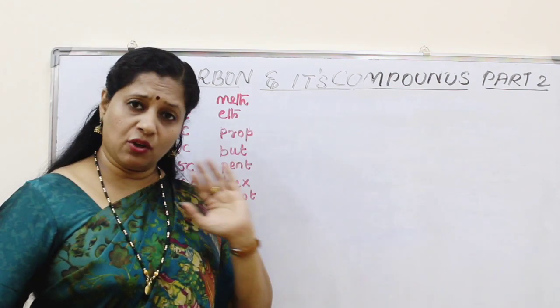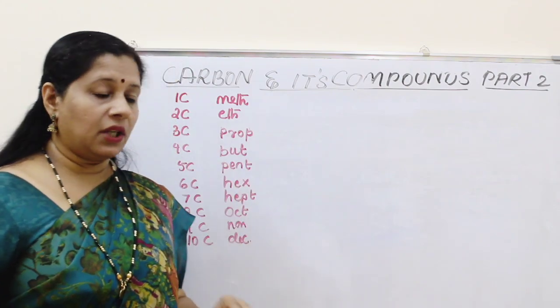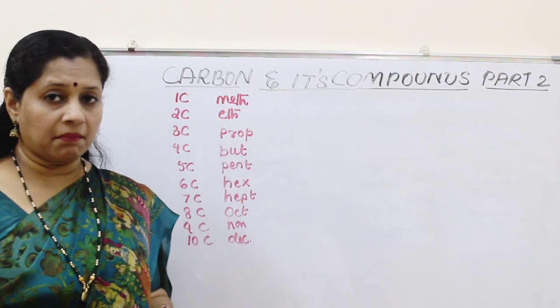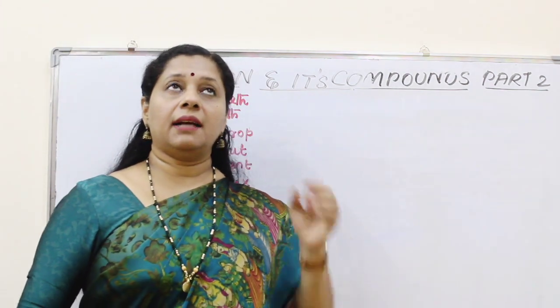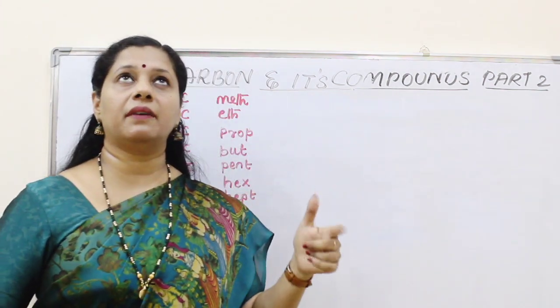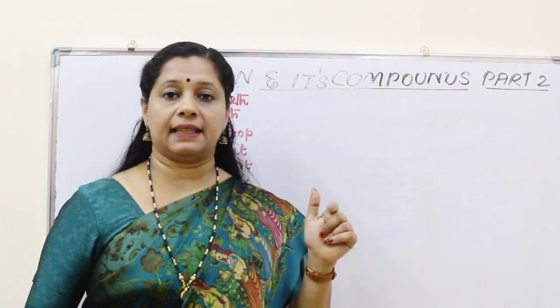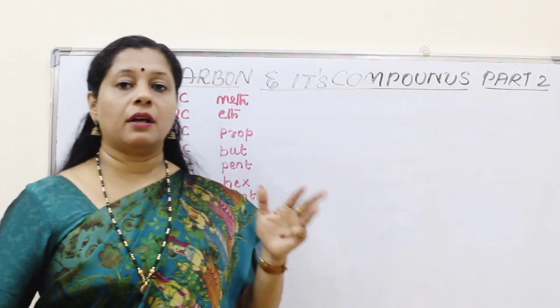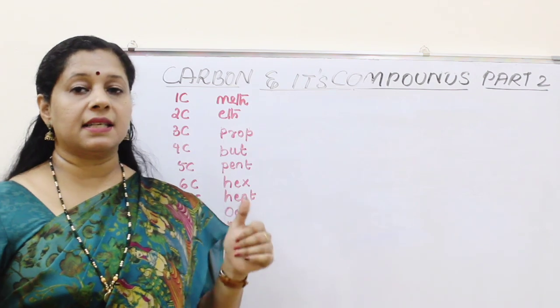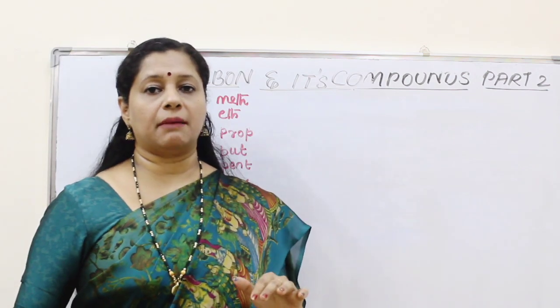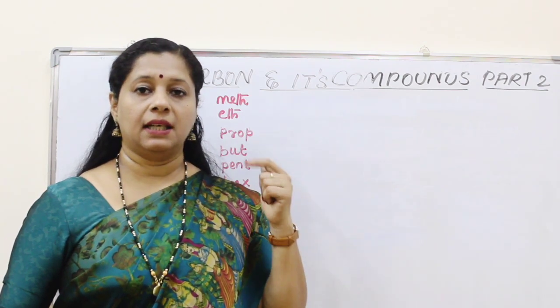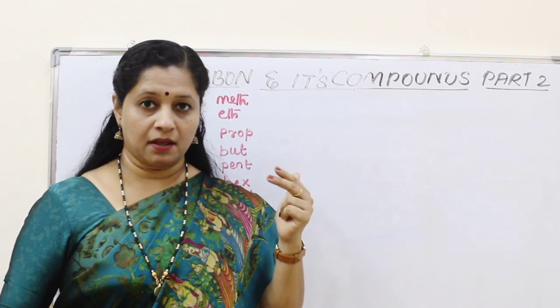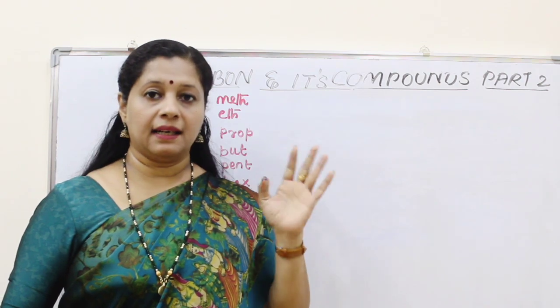So before we go ahead, you pause this video and learn this by heart, this is very important. Without learning this, the chapter will become very difficult for you. So anytime you should know the numbers. Meth, if I say 1 carbon, 2 means eth, 3 prop, 4 but, 5 pent, 6 hex. For the time being we will learn up to 6. Okay, once again tell with me: meth, eth, prop, but, pent, hex.